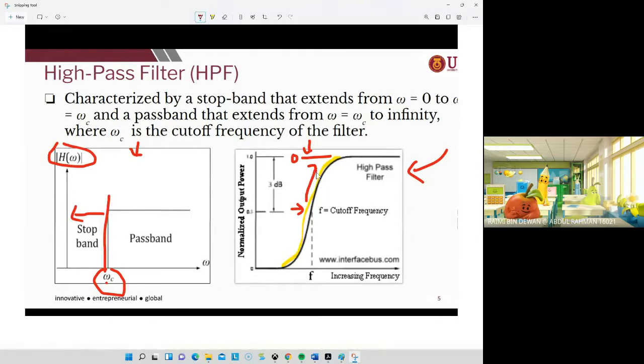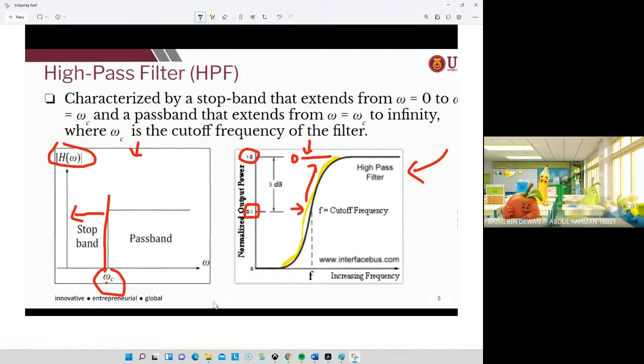So 3 dB is actually the signal when it is around 50% of the normalized value. For example, in this graph it is 50% of the normalized output power. You see here, 1.0. 1.0 doesn't mean 1 watt, it means 100%. And this is 0.5, which means 50%. And this is 3 decibel.